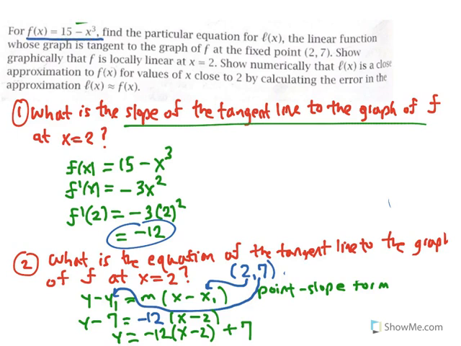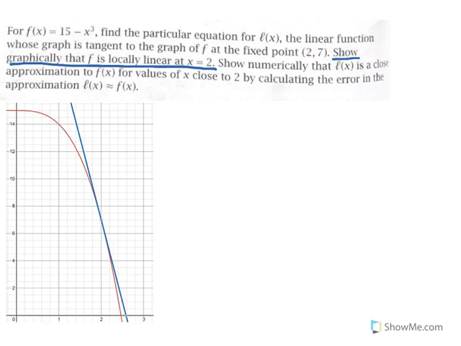For f of x is equal to 15 minus x cubed, find the particular equation for L of x, the linear function whose graph is tangent to the graph of f at the fixed point 2, 7. So we've done that. It's right here. Show graphically that f is locally linear at x is equal to 2. What is this concept of local linearity? Show graphically that the function f is locally linear at x is equal to 2.